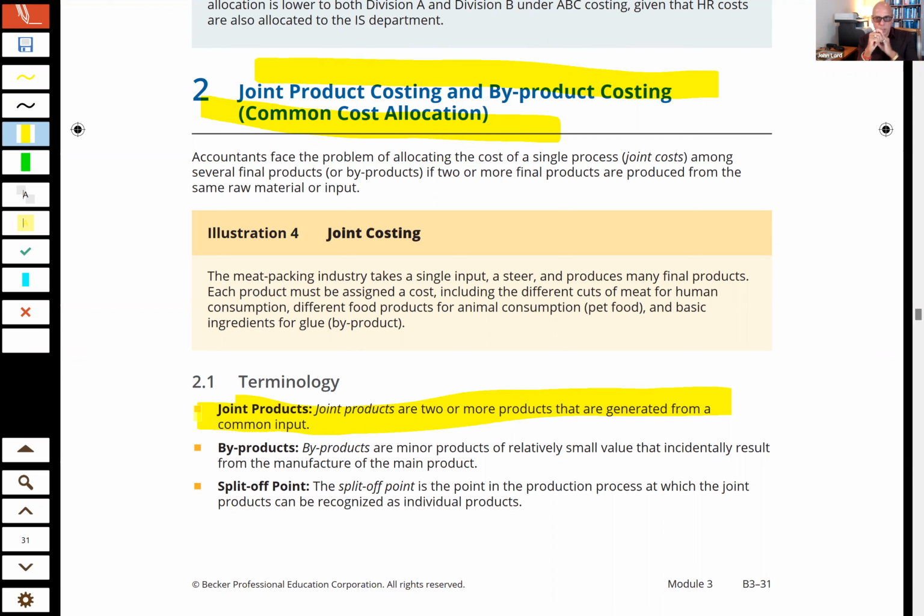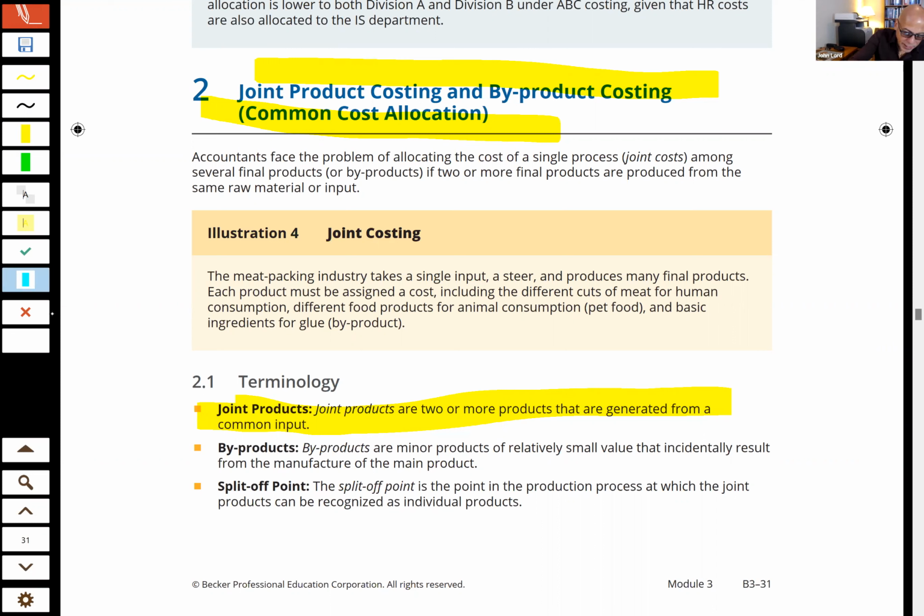Well, what happens? Up to a point, you probably can't distinguish the running shoe from the basketball shoe. There's both some rubber and some cloth. Okay, whatever. Then at some point you will split off and you'll start putting things in that are specific to the running shoe versus the basketball shoe. So how do we allocate the costs that are common to these two different products?